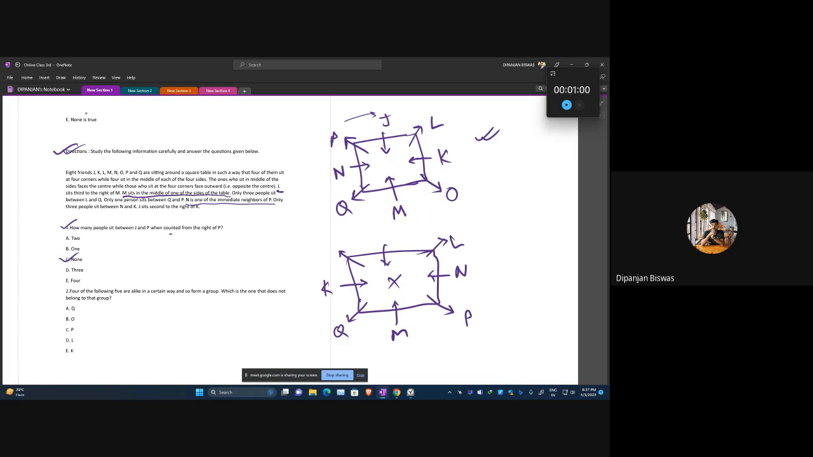Question number 2: 4 of the 5 are alike in a certain way and so form a group. Which is the one that doesn't belong to the group? Okay, so you are given Q, O, P, L and K. Q is sitting in the corner, O is sitting in the corner, L is sitting in the corner, P is sitting in the corner, only K is sitting in the middle of the sides. So K doesn't belong to the group, so K is our right answer.